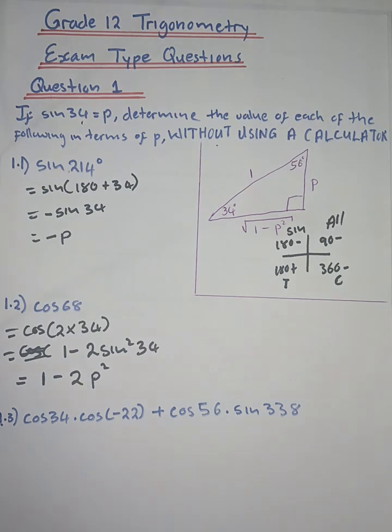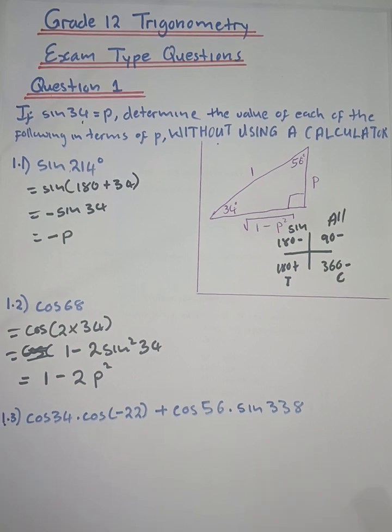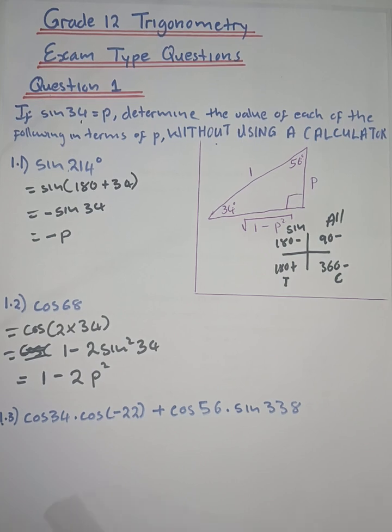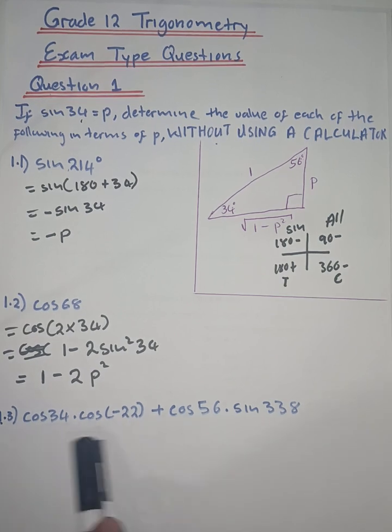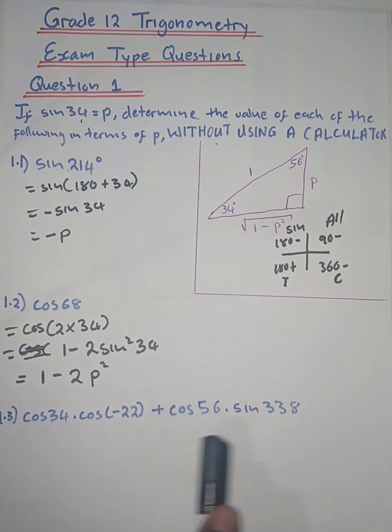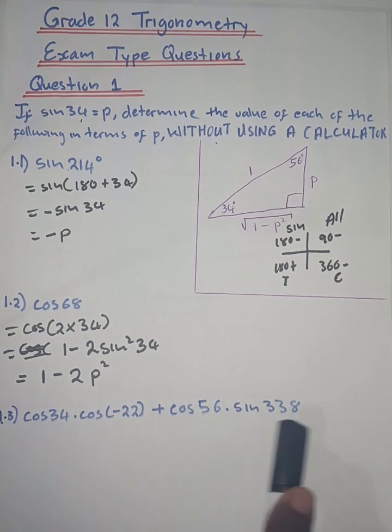Now, they want the value for cos of 34 multiplied by cos of negative 22 degrees, plus cos of 56 multiplied by sine of 38. I'm sure most of you can already notice that it looks like the compound angle identity for cos, but on that side we have cos of 56 multiplied by sine, so the names do not match.